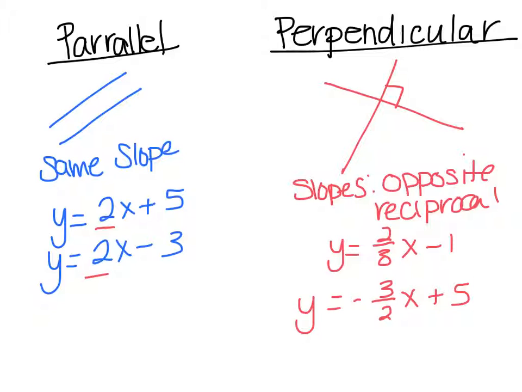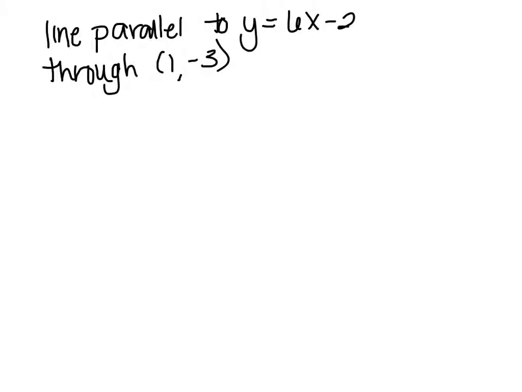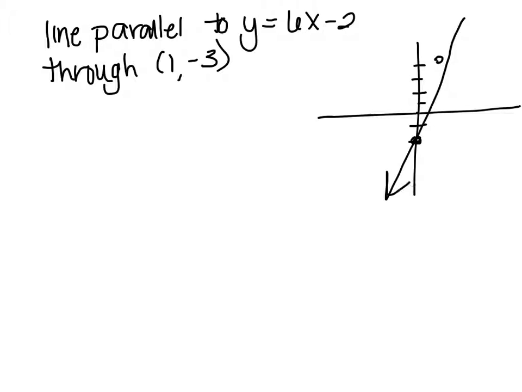Let's try a few examples. First example says I want a line parallel to the equation y equals 6x minus 2 and goes through the point 1, negative 3. So let me show you what they're asking for. They're asking for a line that looks something like that. If it was a little bit straighter, it would be better. But it goes through 1, negative 3. So it goes through this point right here. So what we're looking for is a line that looks like that.